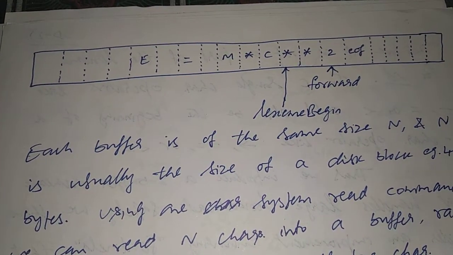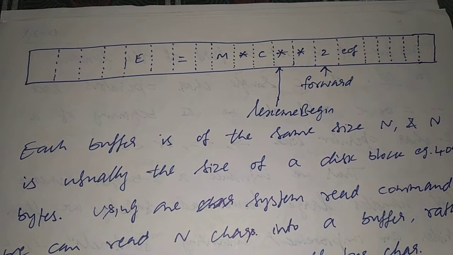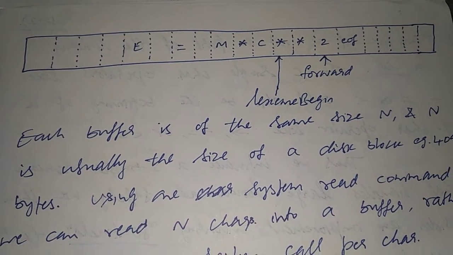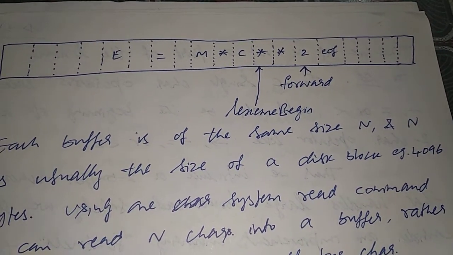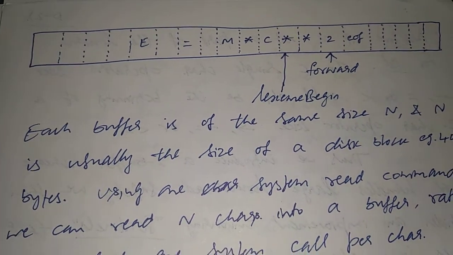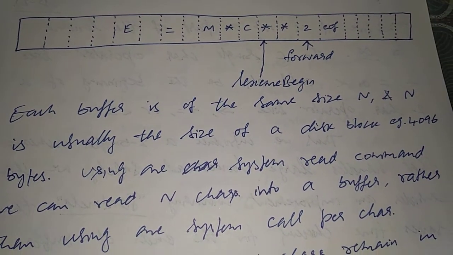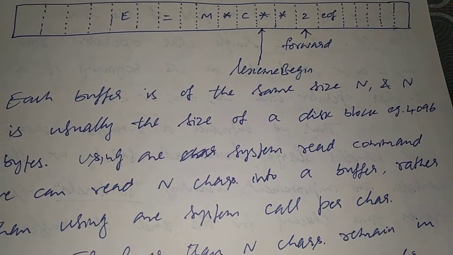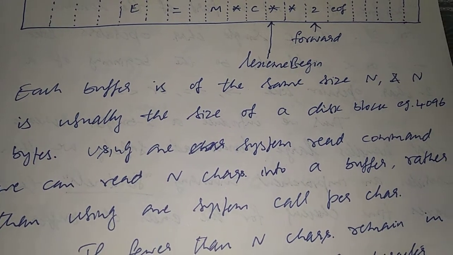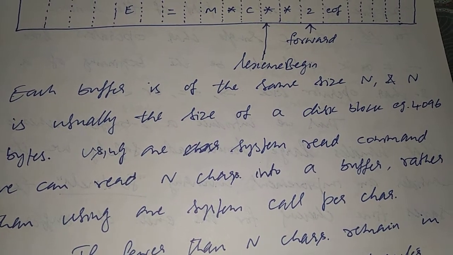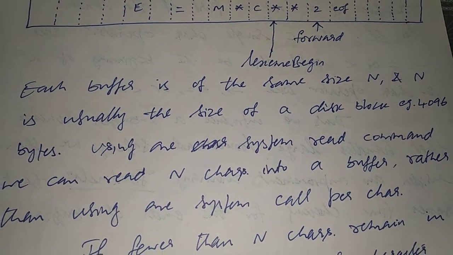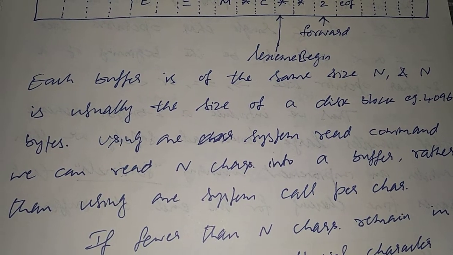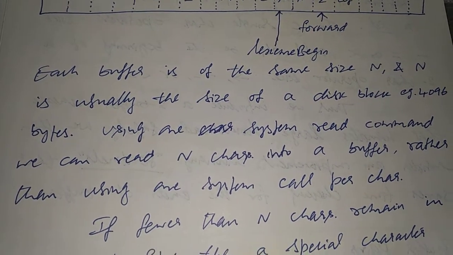Each buffer, as told earlier, we have two different buffers. Each buffer is of the same size n, and n is usually the size of a disk block, such as 4096 bytes. Using one system read command, we can read n characters into a buffer rather than using one system call per character. So we can read n characters into a buffer instead of reading one character, because we would need a system call for each and every character. So that is avoided here.